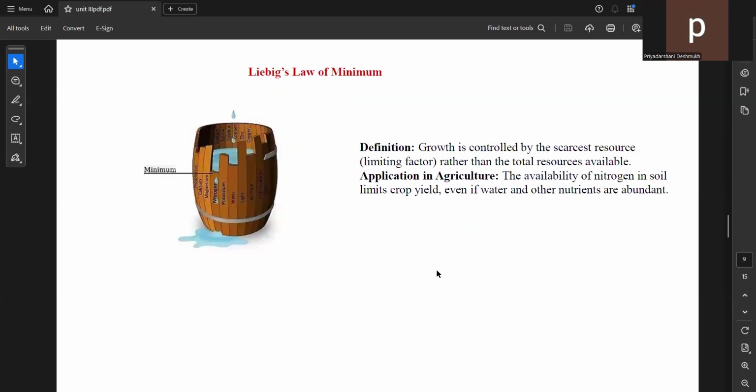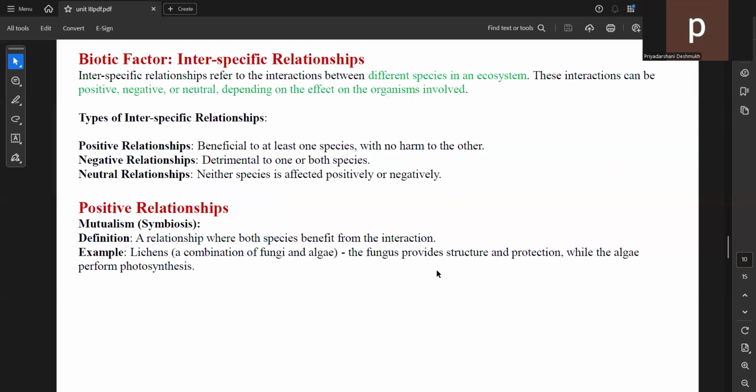The next that we are going to study is Liebig's law of minimum. Here, growth is controlled by the scarcest resource, that is the limiting factor, rather than the total resources available. The application in agriculture: the availability of nitrogen in soil limits the crop yield even if water and other nutrients are abundant.